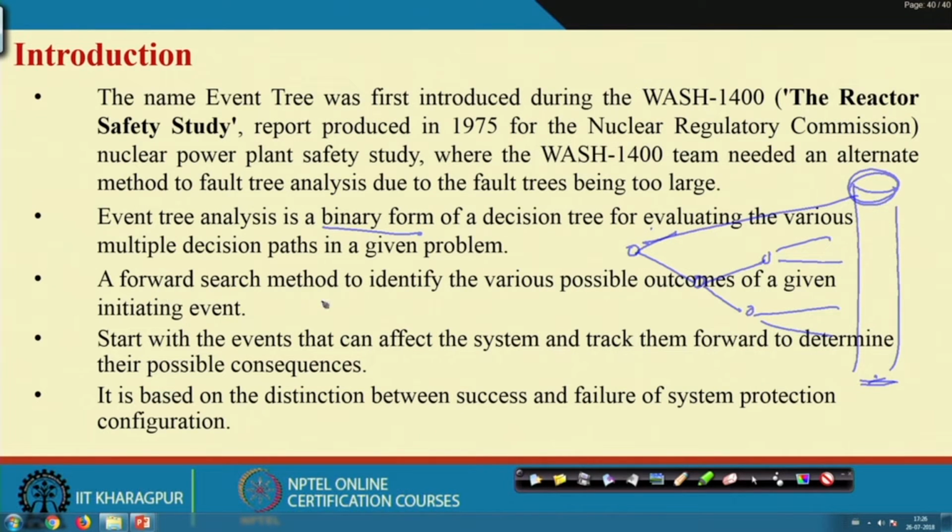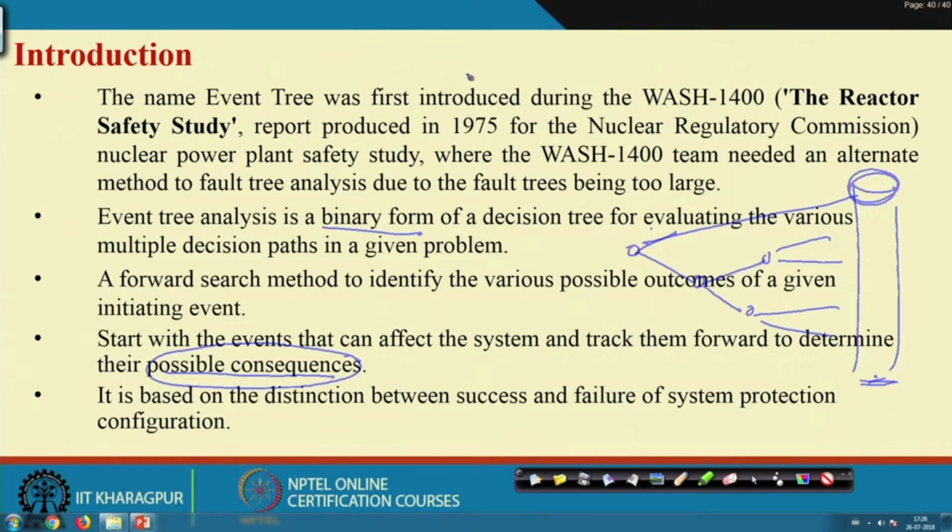It is a forward search method. Start with events that can affect the system and track them forward to determine the possible consequences. You see the difference between fault tree and event tree. In a fault tree, given a top event, we try to find out the causes and then we dig down using a deductive approach, and we go up to the bottom level causes, that is the basic events. In an event tree, we are not doing that. What we are doing is asking, if something goes wrong in a system, what is next? That means the consequence of that going wrong.